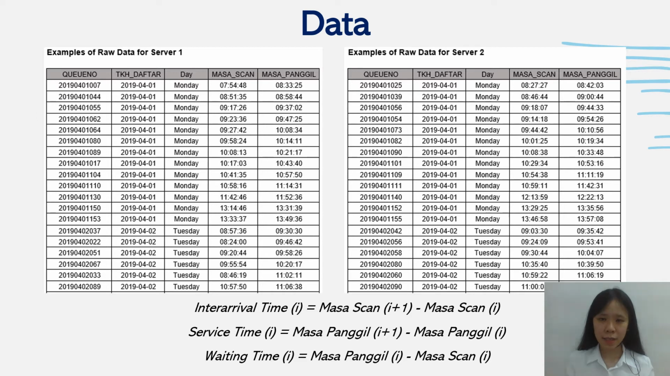So this is the example data we obtained from PKU. As we can see in this slide, the data is differentiated into 2 servers, which are server 1 and server 2. The data obtained includes the queue number, register date, day, scan time, and calling time of the patients. The inter-arrival time is the difference between 2 patients' scan time. The service time is the difference between 2 patients' calling time, while the waiting time is the difference between the calling time and scan time.